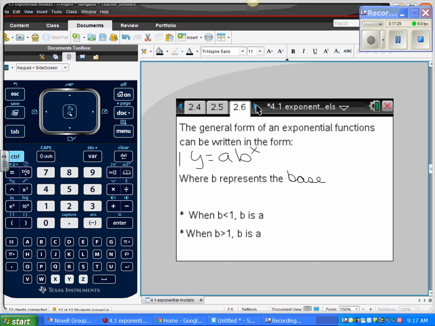When b is less than 1, it's a decay or a decreasing function. When b is greater than 1, it's a growth or an increasing function. So if your base is less than 1, meaning fractional, it's going to be a decay. If b is greater than 1, it's going to be a growth. It's going to get bigger.